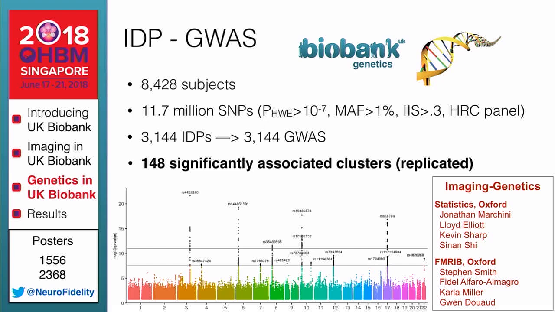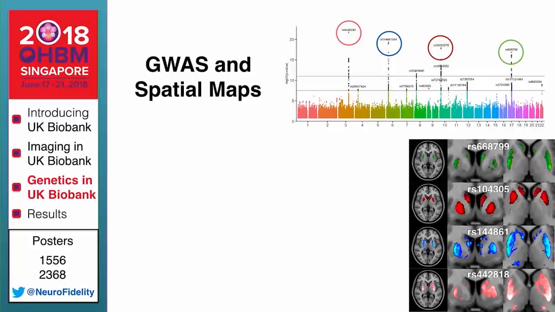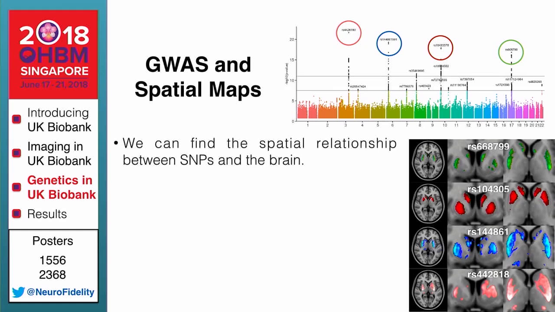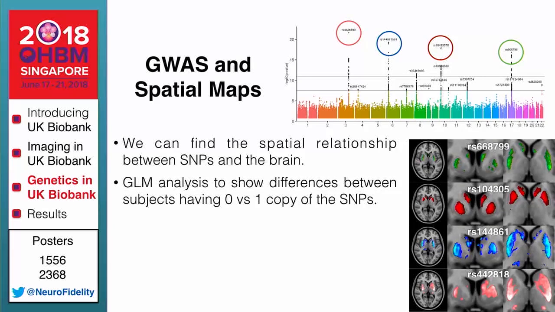And the Manhattan plot that you see at the bottom is one example of what kind of results we get out of the GWAS. And you can see, for example, in this Manhattan plot, 4 different SNPs that are significantly associated with this IDP. And we can find spatial relationships between these SNPs and the brain. For example, if we run a simple GLM analysis using the image that is associated with that IDP and setting the absence or presence of the SNP for each subject, we can get a map for each SNP.